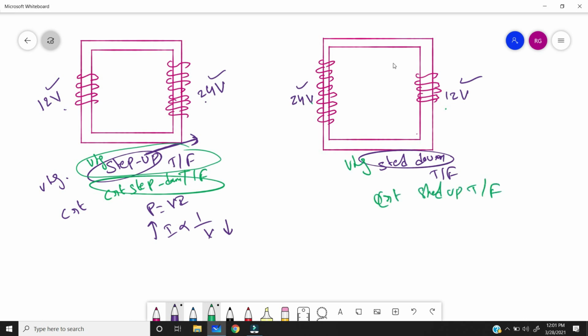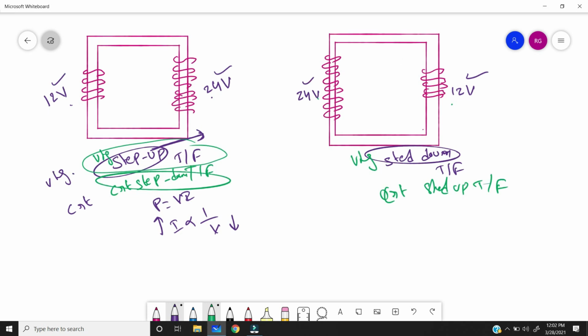Okay. Depending on the voltage, it is step-down only, but depending on the current, it is a step-up transformer. But if you take any transformer, they work in AC only, in alternating current only. What about DC? Transformers can't work in DC. Okay. They work only in AC.